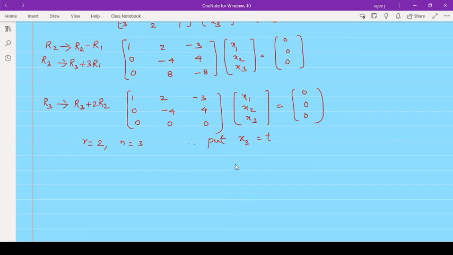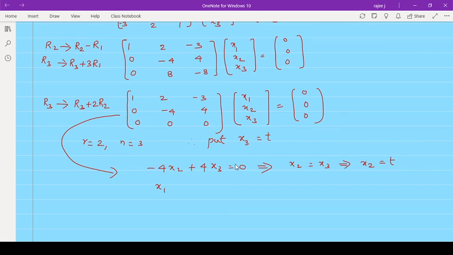Then from this matrix what you are going to get is 0x1 minus 4x2 plus 4x3 equal to 0. So from here you will get 4x2 equal to 4x3, or x2 equal to x3. That means x2 is also t.